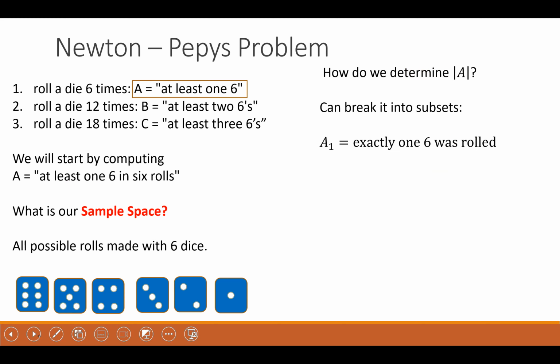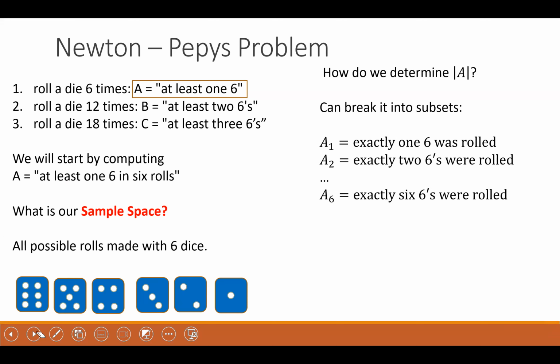I can break A down into subsets. So A1 is the event that exactly 1 6 was rolled out of my 6 dice. A2 is the event that exactly 2 6s were rolled out of the 6 dice. A3 is exactly 3, etc. I could have all the way up to 6. Okay, and this will work. I could do this. It's a lot though. I have to compute all of these individually, and they're not that hard, but it's more work than I want to do right now. Right?